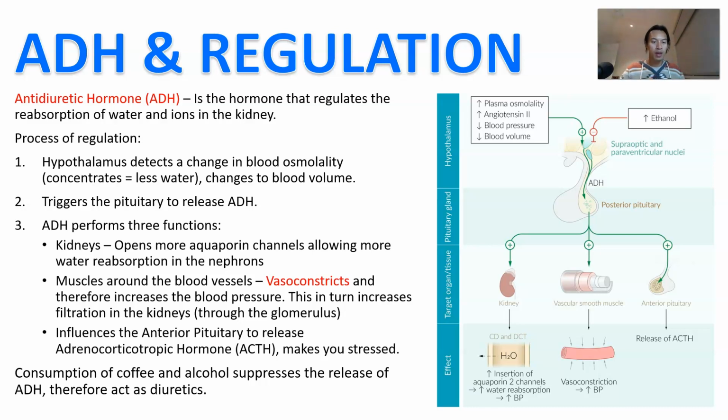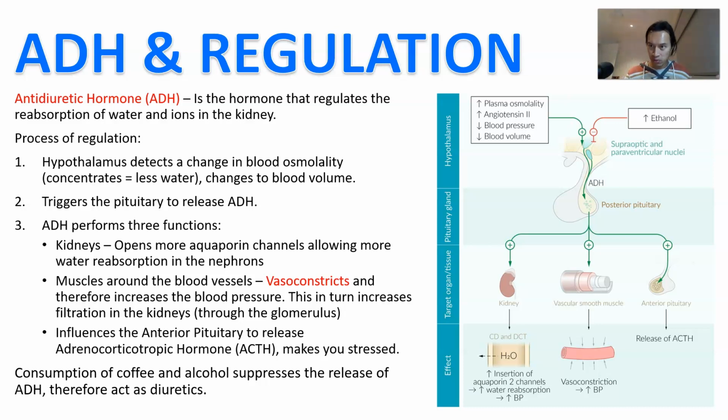And then the ADH also influences the anterior pituitary, which is going to release the adrenocorticotropic hormone, which then makes you stressed. So actually, when you don't drink enough water, you get stressed. So you really should drink more water because your body's basically telling you to drink more water, right? That's basically how the signal pathway for ADH regulates your water. So that's how your body kind of regulates thirst. It's going to regulate your water reabsorption, and it's going to allow you to regulate how much water your body is picking up at a time, okay?